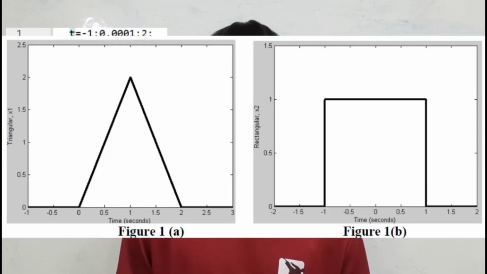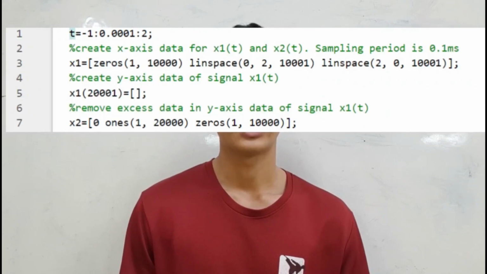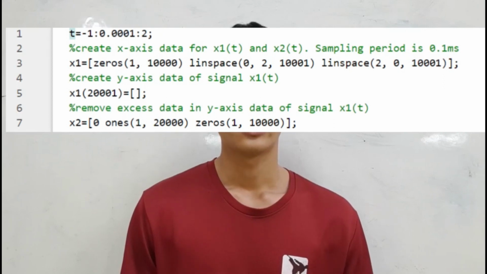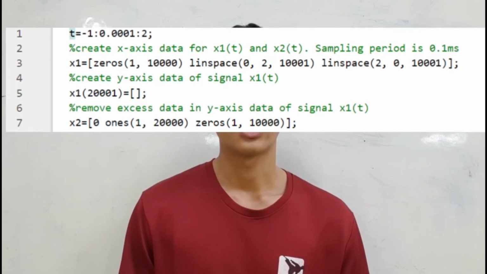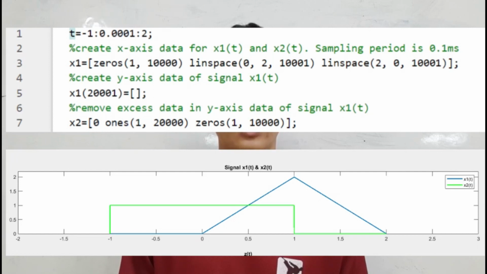Thank you. Good afternoon, my name is Ling Shao An and I'll be explaining the MATLAB code used to prove our manual calculations in task 1. The first line is the code to create time samples, from -1 to 2 seconds, since both signals are within this range. And from line 3 until line 7, it's the data for the signals x1(t) and x2(t). With this, we can generate the signals as stated in the first question.